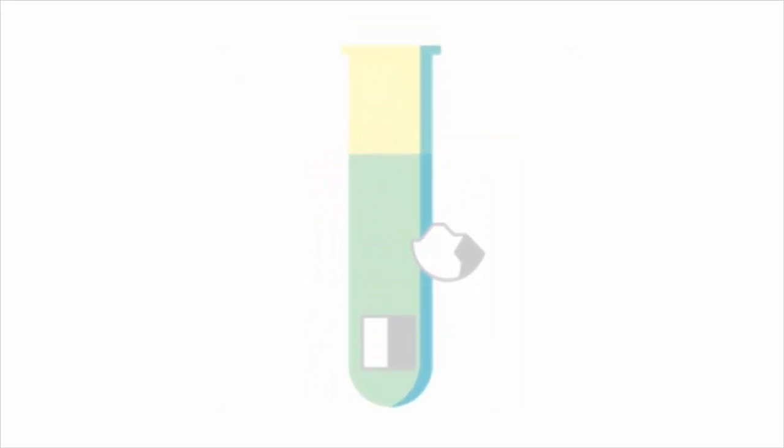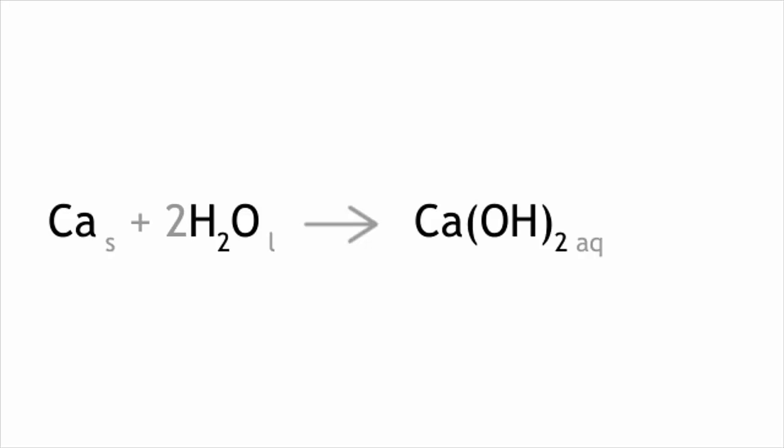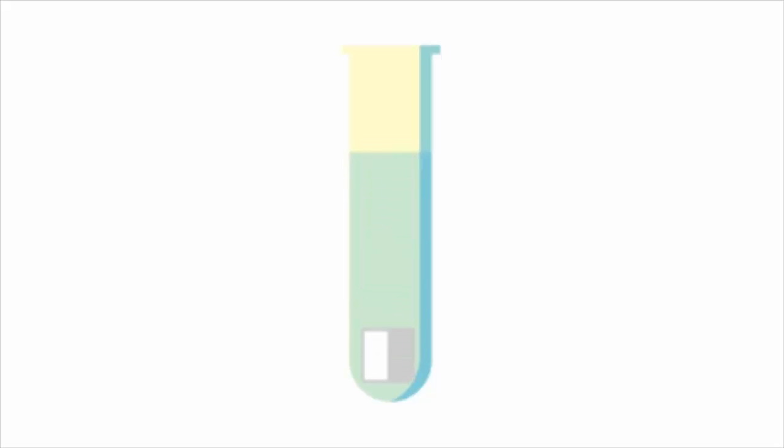The reaction of calcium with water is expected to be more vigorous, as the reactivity of these metals increases moving down the group. Calcium reacts with cold water to form calcium hydroxide and hydrogen gas. Note that calcium sinks to the bottom in this reaction. The effervescence shows that a gas is being produced.